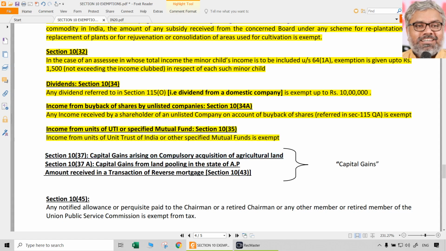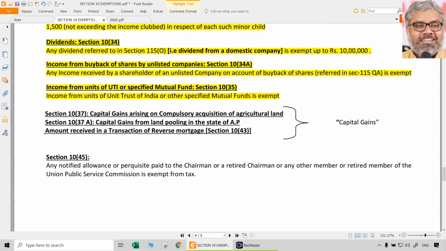10(35), this also should be remembered. Income from the units of UTI, Unit Trust of India, or other specified mutual funds are exempt. So units of UTI or specified mutual funds also, income received from them is exempt. These are all various things under section 10 as a series of exemptions. Now 10(37) is already known, which is related to capital gains. Capital gains arising on compulsory acquisition of agricultural land, exempt under section 10(37).